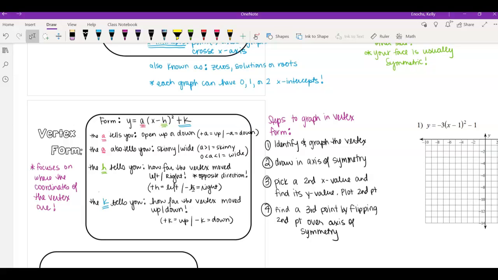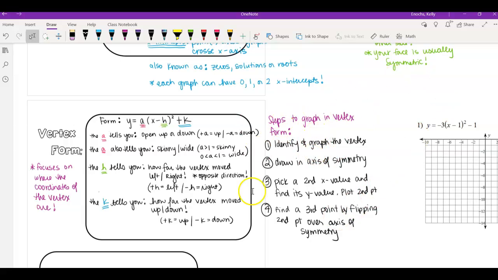The h, remember, tells you if you're going left or right, but remember with the h, you have to do the opposite. So if it's a positive h, that actually means left, and if it's a negative h, that means right. And then the k tells you how far up or down you're going with your vertex. So if the vertex is moved up 3 spaces or down 4 spaces, etc.